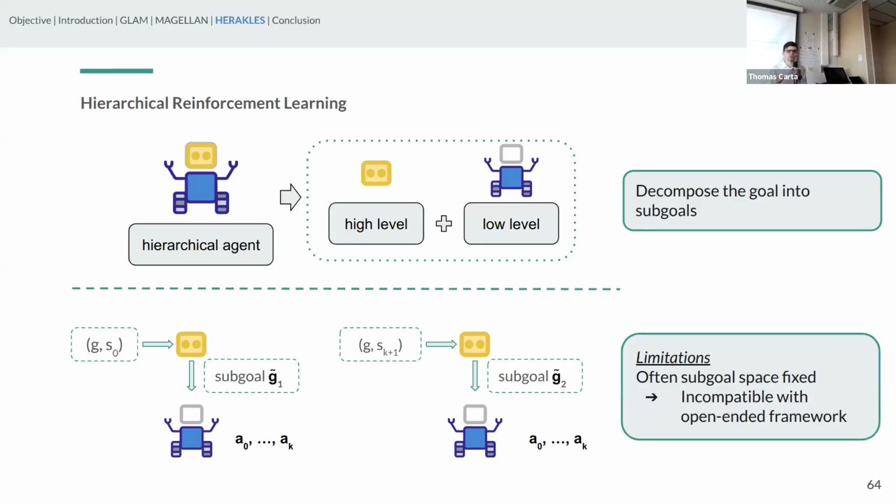However, one of the main limitations is that often the sub-goal space is fixed in the implementation, and that is incompatible with the open-ended framework, because if you have a fixed sub-goal space, your agent cannot search for more and more complex goals. At some point, you will need to change so many sub-goals that it is not very interesting anymore. So what would be very interesting is to have a sub-goal space that is not fixed but adapted to the goal you are trying to tackle at some point in time.